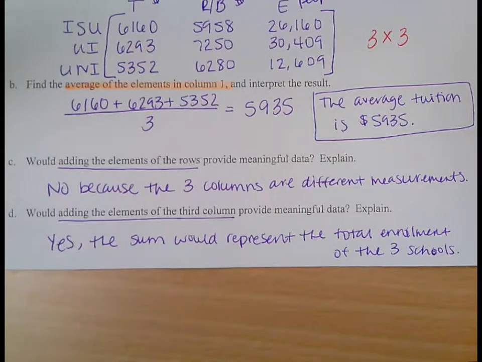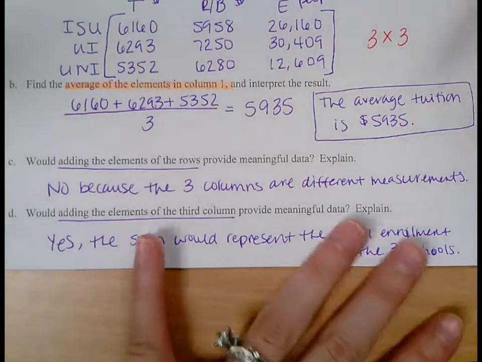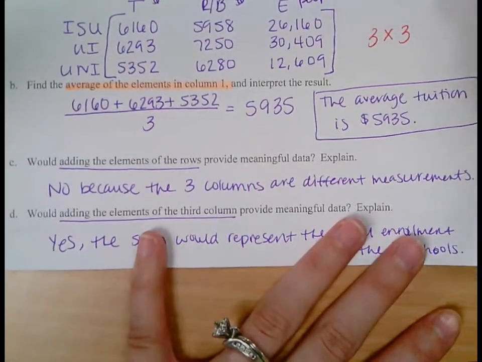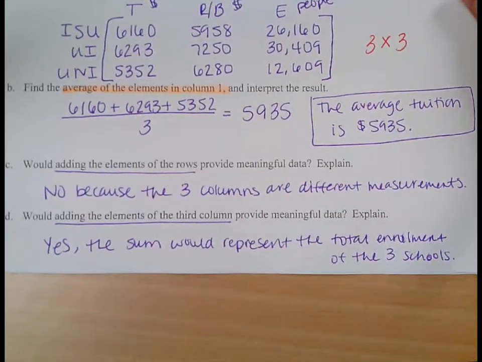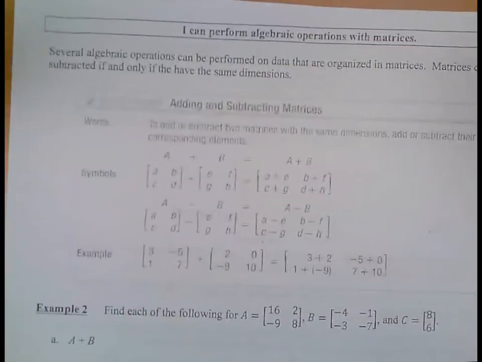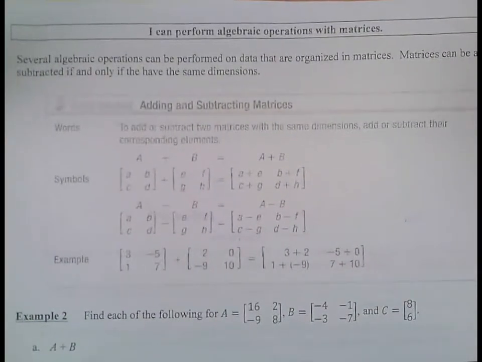All right, are there any other questions right now on setting up a matrix or analyzing it? And again, if it says meaningful, kind of take your opinion out of it and just think about the units. Does it make sense to add them or average them, whatever it's asking. All right, then we can move on to the operations with matrices. And like I said, today we're focusing just on adding, subtracting, as well as multiplying by a constant.